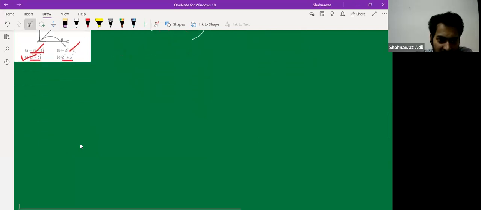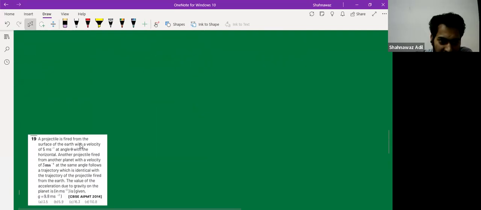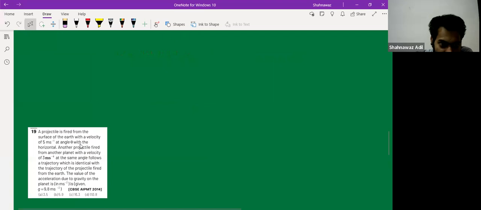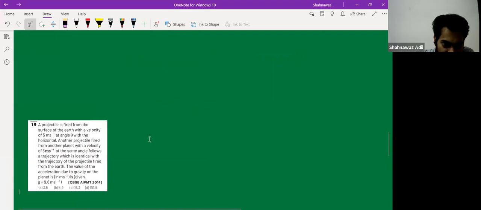So let's try to calculate the other one. Just take a screenshot of this question, okay? No, let me solve this question. Okay. So a projectile is fired from the surface of the earth with a velocity of 5 meters per second at an angle theta with the horizontal.